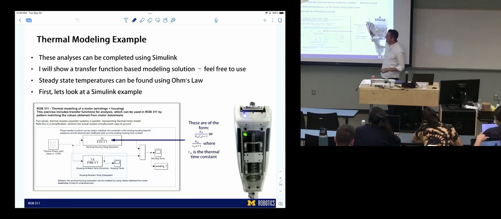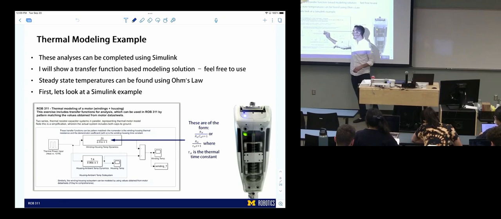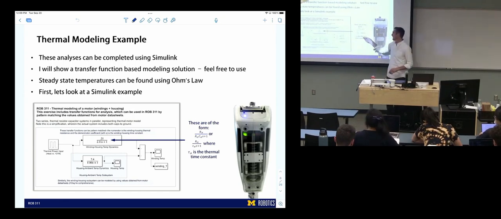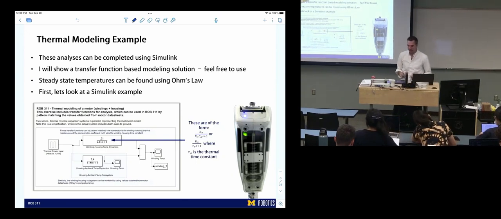Yeah, this is something that's commented. You can use it by pattern matching, by knowing that that's the thermal resistance and that's the time constant, so those are written there. But that's a good M file. It can be very helpful to look at this temperature rise stuff.